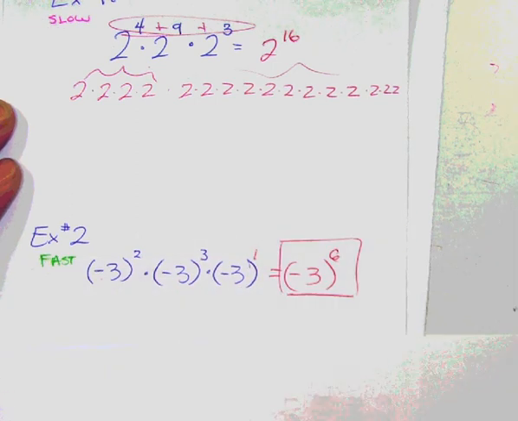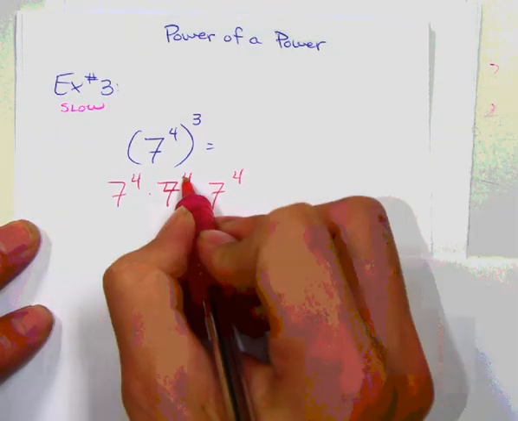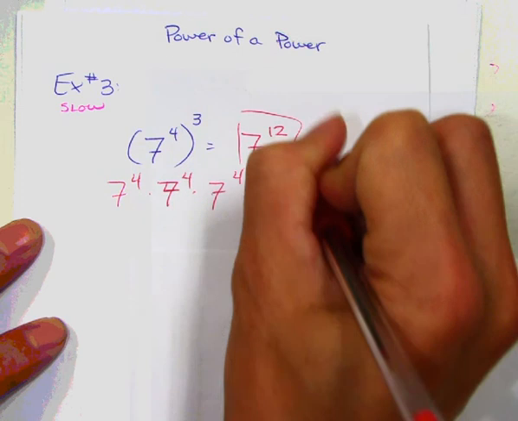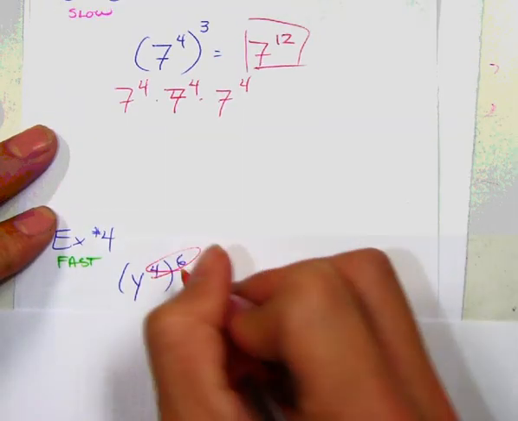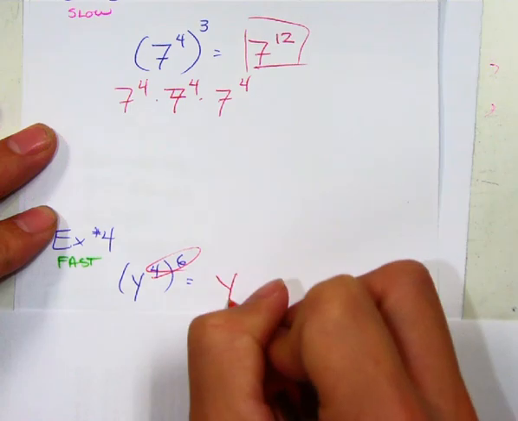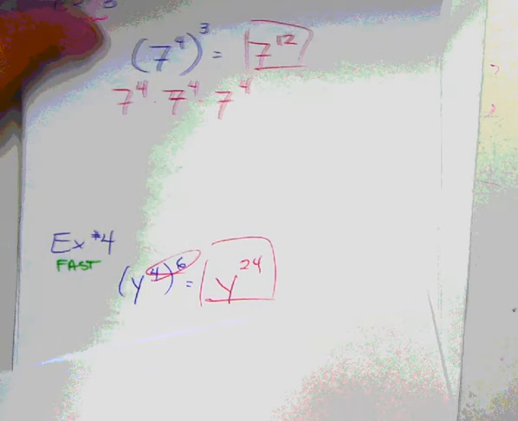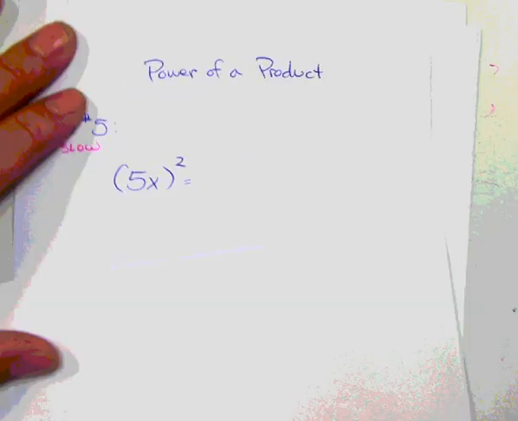All right, let's talk about the next one. Power of a power property. So we'll go the slow way first. 7 to the 4th times 7 to the 4th times 7 to the 4th. 4 plus 4 plus 4 is 12, so 7 to the 12th power. Or we can go the faster way. Say, oh, Ms. Ramos, can't you just multiply these two? Absolutely. Here I have y to the 24th power. Done.